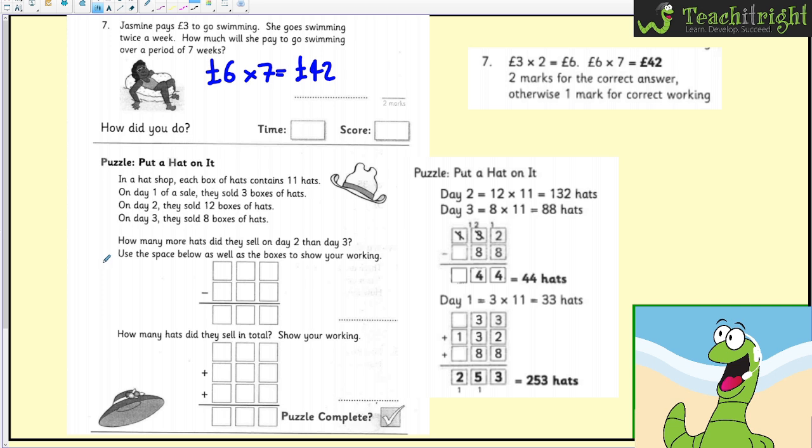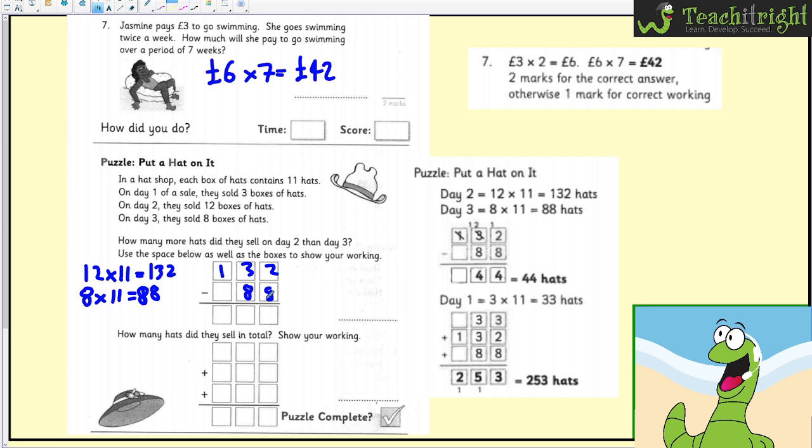Well, first things first. On day 2, they sold 12 boxes of 11. So that's 12 times 11, so 132 hats. Then on day 3, they sold 8 boxes of 11. So 8 times 11 is 88. Ooh, my 8 looks a bit strange. There you go, 88. And I think what we're supposed to do is to use this column subtraction to do 132 take away 88 to give us our answer.